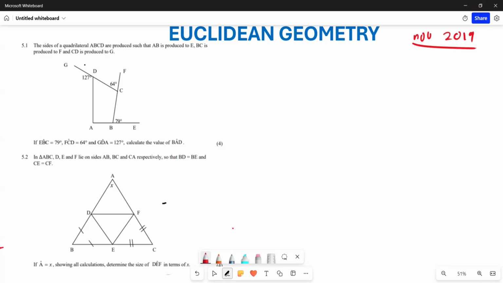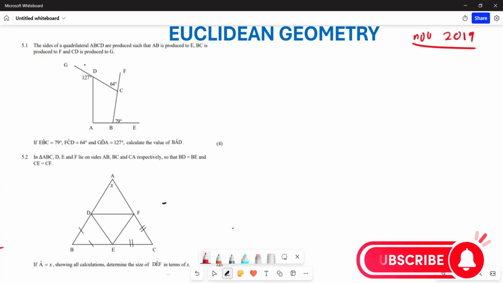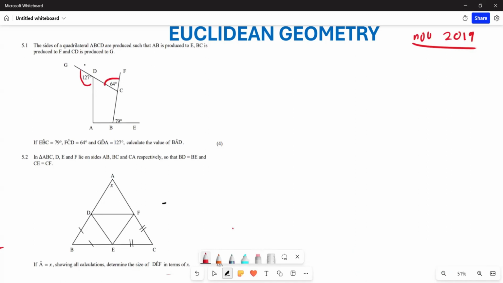Now, let's start. In this question, you are given a quadrilateral ABCDE. We are given that this angle is 127 degrees, this angle is 64 degrees, and this is 79 degrees. What do they want you to calculate? They want you to calculate the angle DAB altogether. How can you go about calculating that? To calculate your DAB, it's simple.